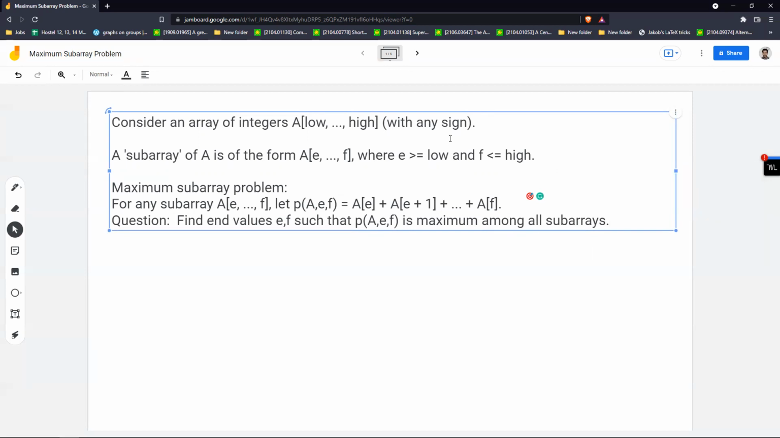This is why negative numbers are important. If you have only positive numbers, then you can just take the full array sum, a1 to an, and that has to be the maximum, right? But when you have negative numbers, you cannot be sure, because sometimes upon adding some elements the sum will decrease, sometimes it will increase. So now we want to find out for which subarray it is maximum. Is that okay? This is the maximum subarray problem.